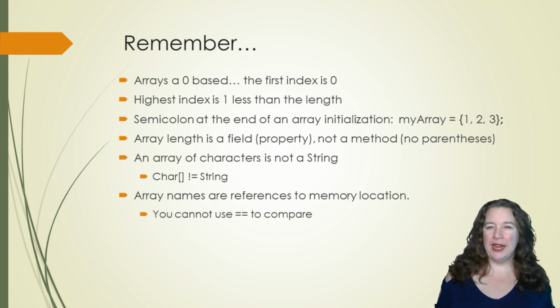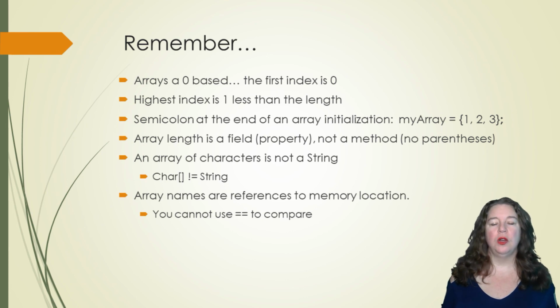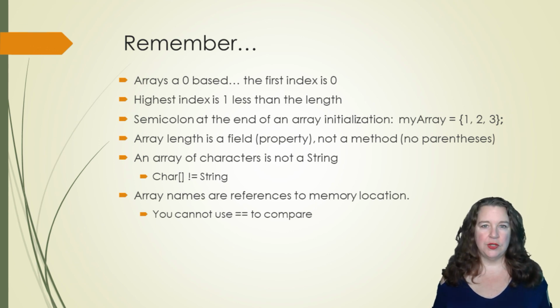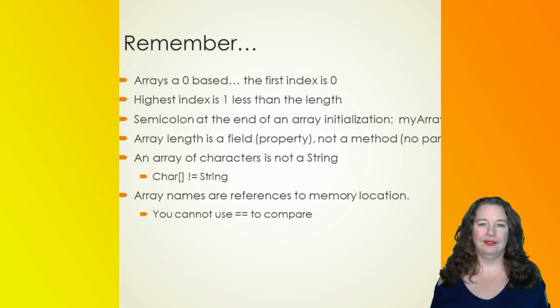And remember, the array name, the variable name, refers to a reference to a memory location. So you cannot use the equals operator the same way you can't use it with a string or with any other object type. So with array names, you can't use equals to compare them. You're going to have to check to see if the two arrays are equal manually.